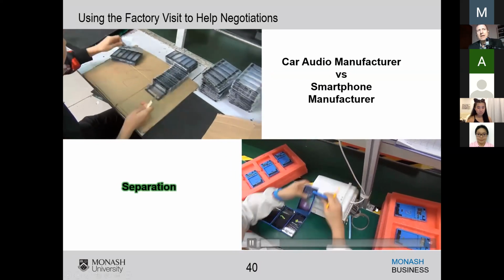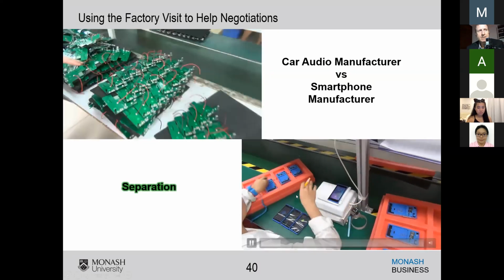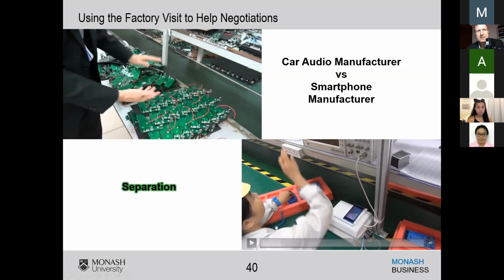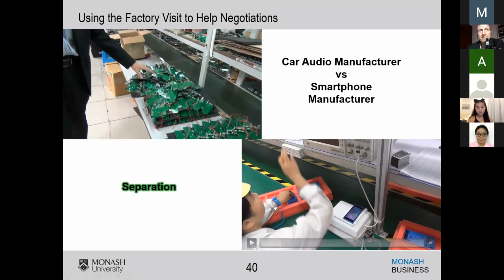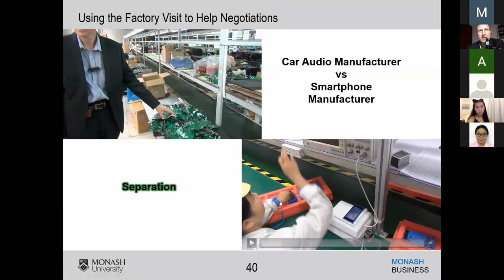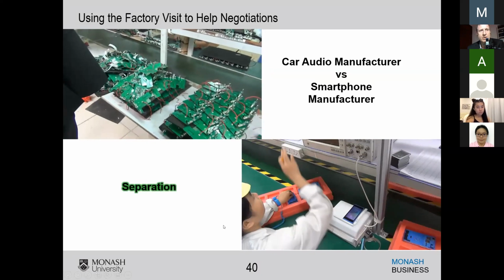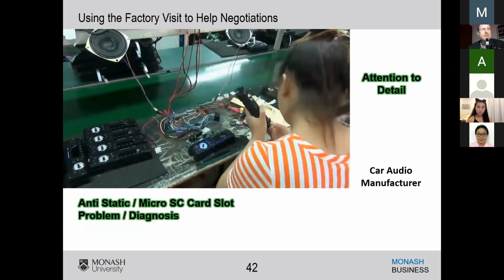Notice they have the foam, they're separating the products. Everything's very, very clear. Notice, see that blue thing on the lady here? That's the anti-static wristband. See that? Okay, very, very critical. There's lots of different things we can look for as we go through here. Okay, so let's just go on. One of the groups is presenting next week, so I won't give the spot away. But here's an example of the car audio manufacturer again.